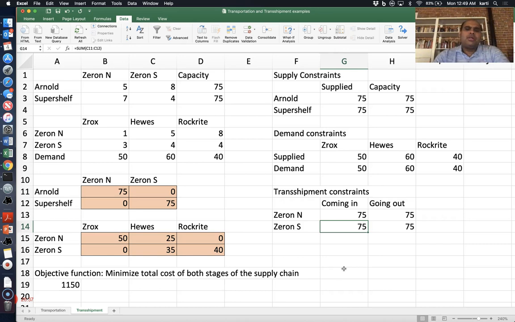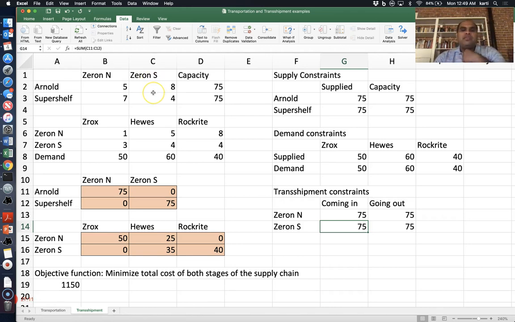A couple of pointers. In this transshipment model, Arnold and Supershelf, it ended up that Arnold only sent items to Oron North and nothing to Oron South, but we did not restrict that. But restrictions are always possible. It is possible right at the beginning that we could have said that Arnold will only sell to Oron North. Then you wouldn't have had this value at all. Or Supershelf will only sell to Oron South. So when you have those special cases, you have to be careful how you deal with them, right?